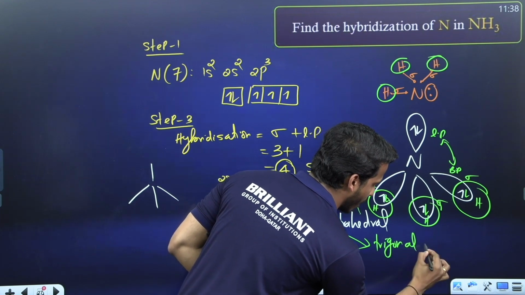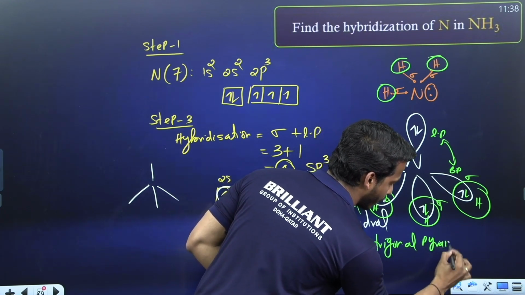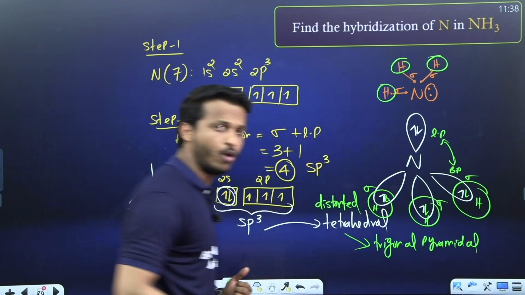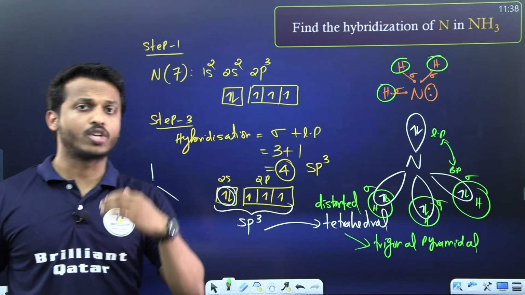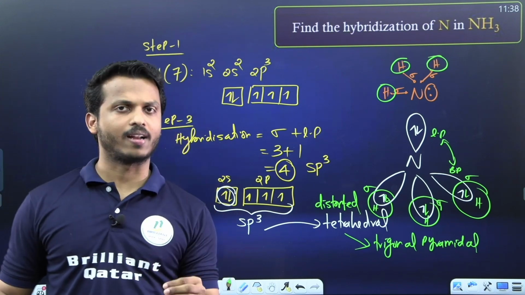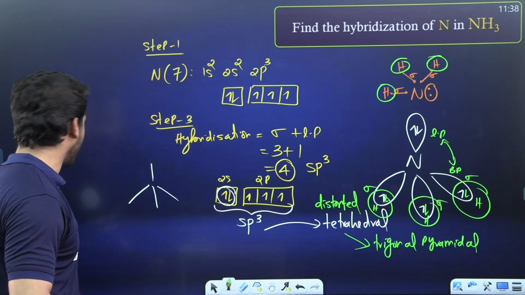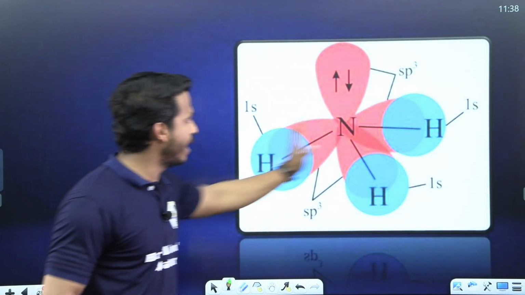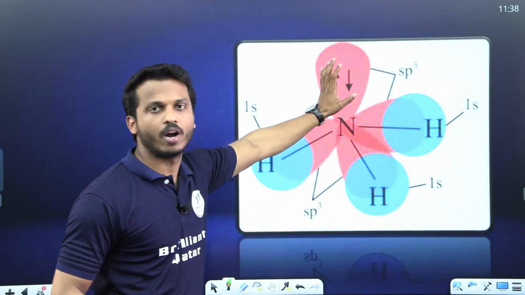Trigonal pyramidal shape. Trigonal pyramidal. So the ammonia shape we can call trigonal pyramidal, or we can call it distorted tetrahedral. Let me give you one more example for that. This is the way, okay? So 3 hydrogens form sigma bonds. This is the 1 lone pair.